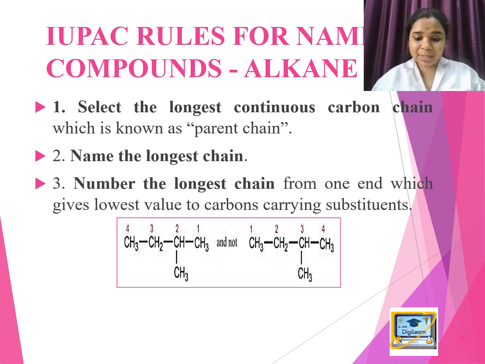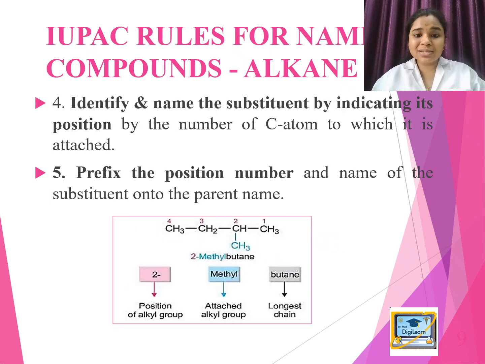Three rules we have now completed. Now moving into the fourth rule. What is the fourth rule? Identify and name the substituent by indicating its position. So look at the example. We have named the compound, we have numbered the compound, we have selected the longest chain, and the root word is but because 4 carbon atoms are present. So the root word is but.